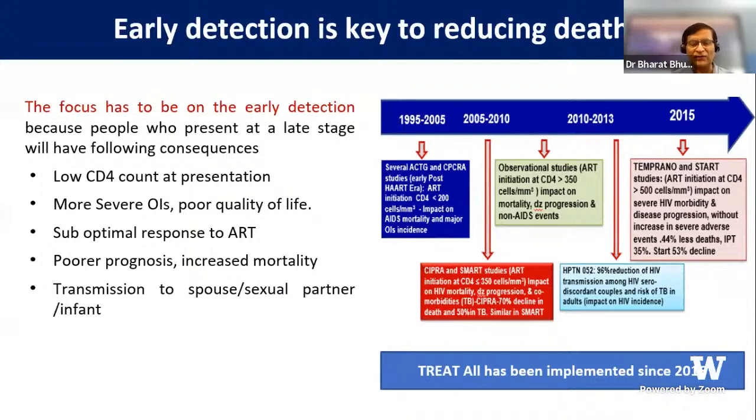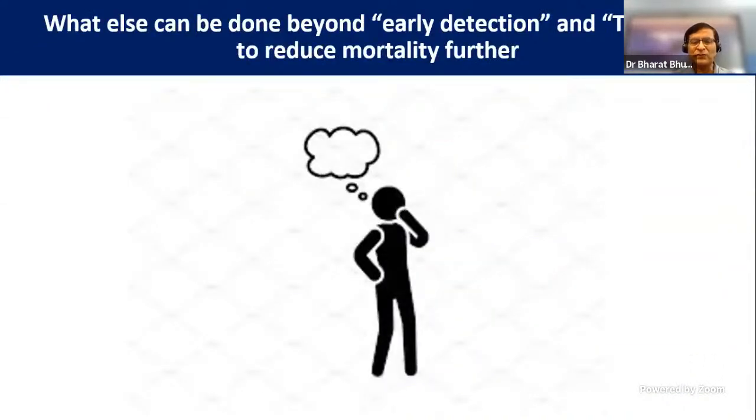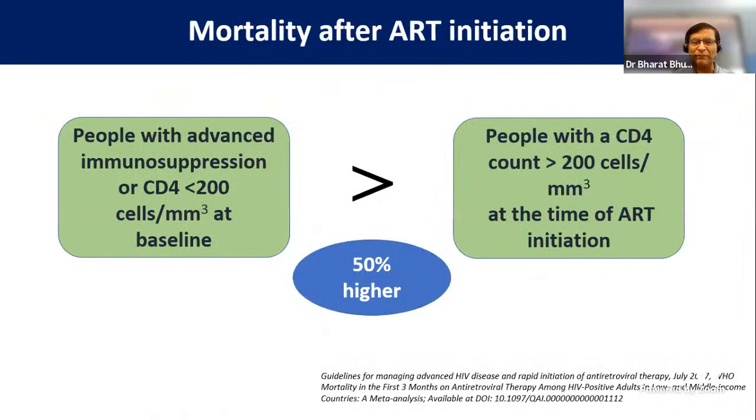So what additional component is required? We have to think what can be done beyond early detection, beyond treat. Even if we are treating everyone, detecting them early, how do we reduce mortality further? Because we know that people who present with a CD4 count of less than 200 at baseline, compared to those with CD4 count of more than 200, their chances of mortality are 50% higher. And that is in the first 3 months of antiretroviral therapy. And this is data from low and middle income countries on managing advanced disease.